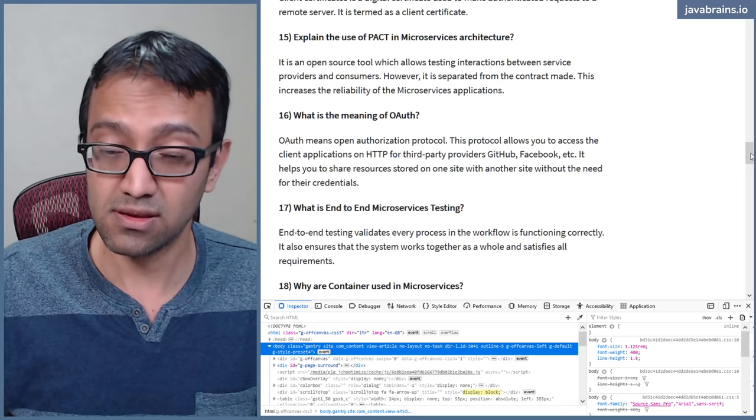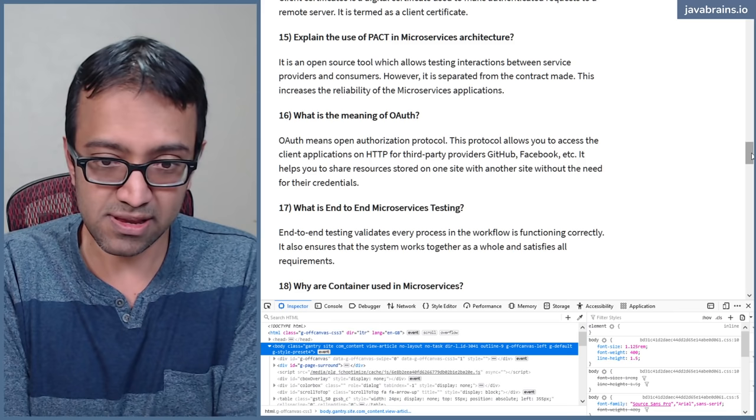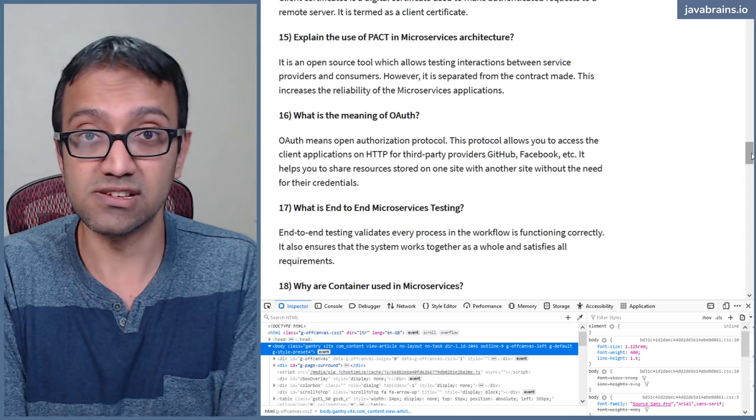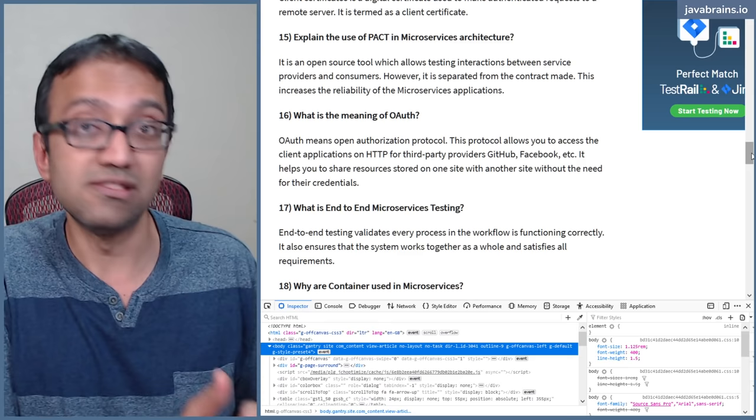Okay. Why are containers used in microservices? Containers are used in microservices, like for example, Docker. It's used in microservices because deployment is fairly common, right? You need to deploy a lot in microservices. You take one service, you need to deploy it into 10 machines, 20 machines, you need to scale up and down and all that. And every microservice has certain requirements, right? You might have a microservice which says, okay, I need this particular software to be installed.